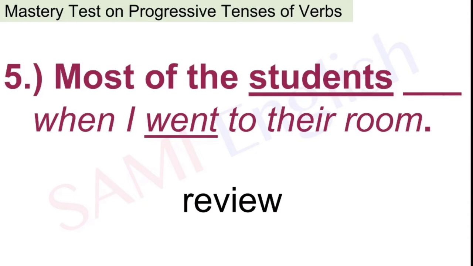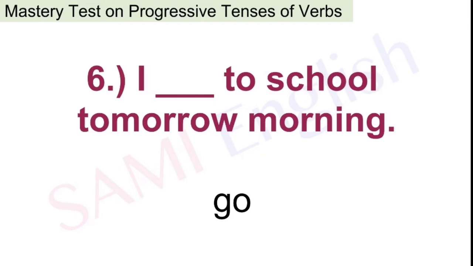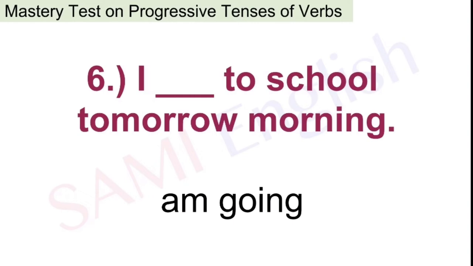Number 6. I blank the school tomorrow morning. This is a bit tricky because a time indicator is used here, tomorrow morning. But this is not the future progressive tense of the verb, okay? In the rule we discussed last time, any ongoing action in the future that will definitely happen, meaning it is certain to happen, we should use the present progressive tense of the verb, okay? So the answer is am going. I am going to school tomorrow morning.